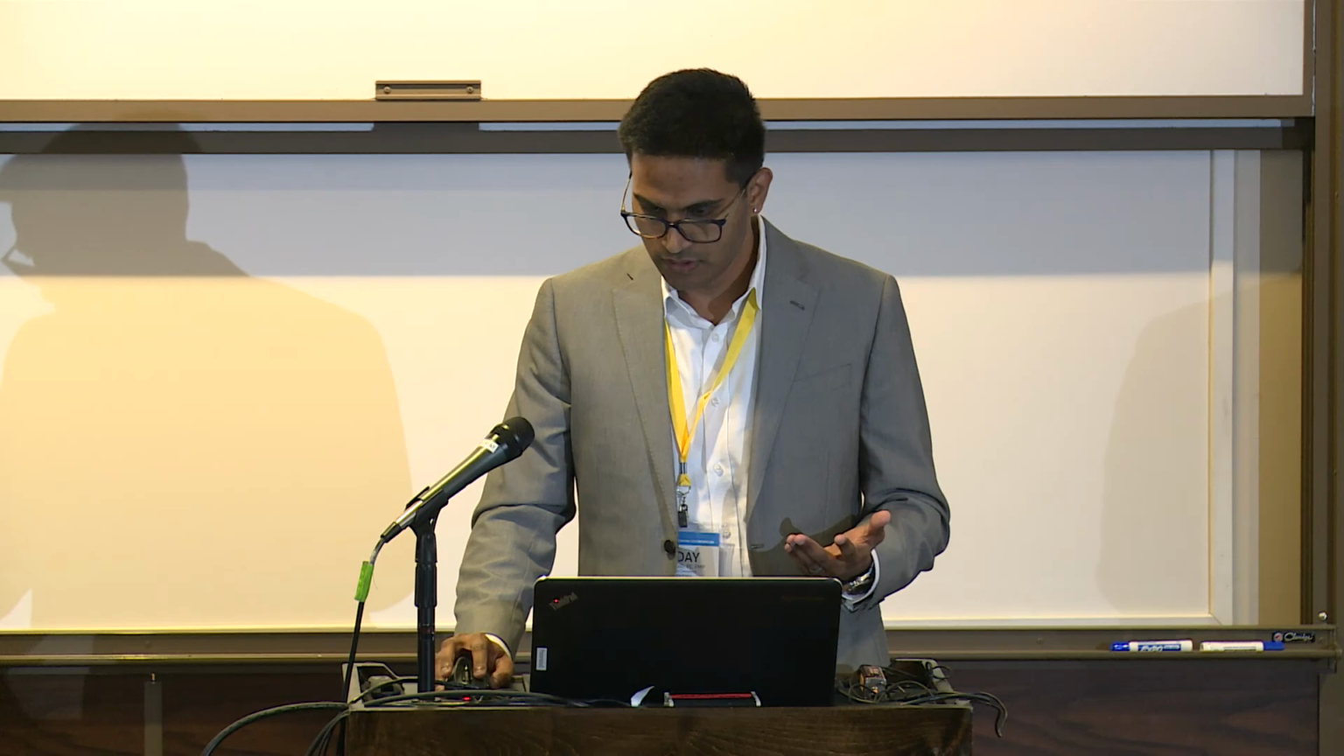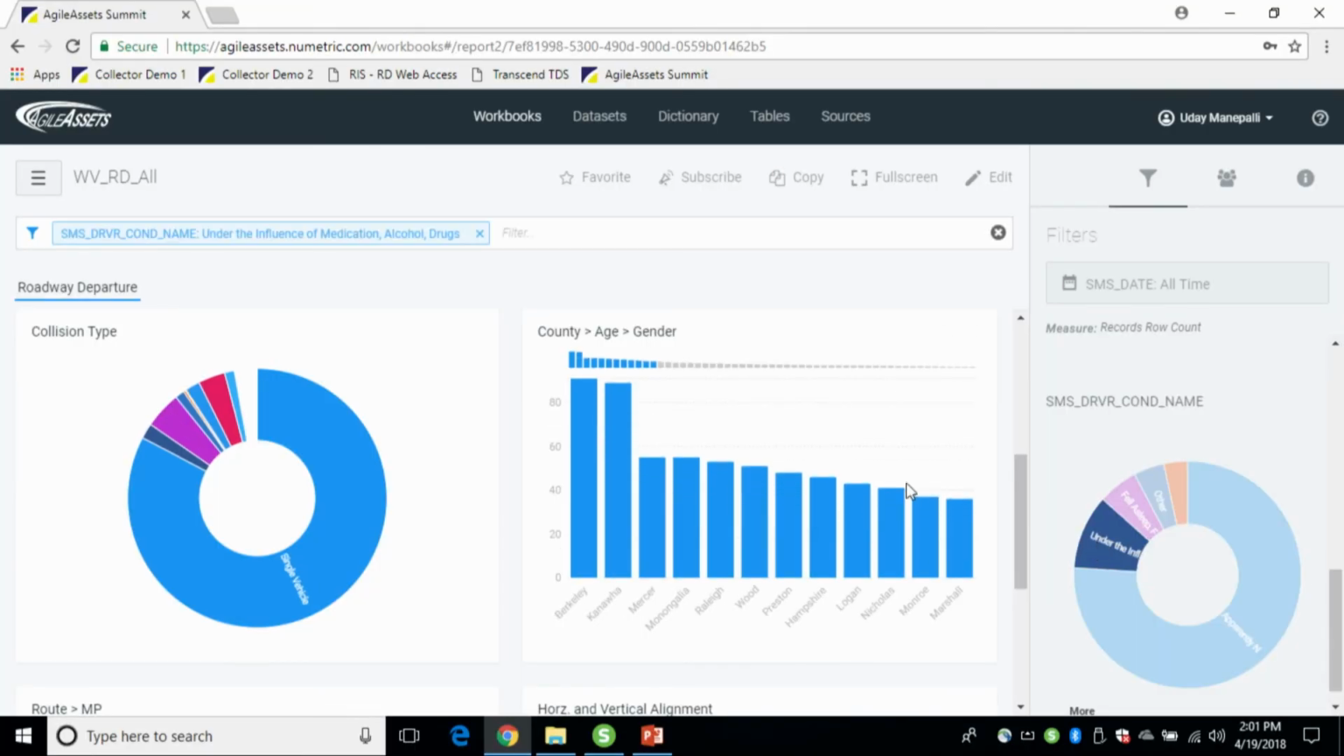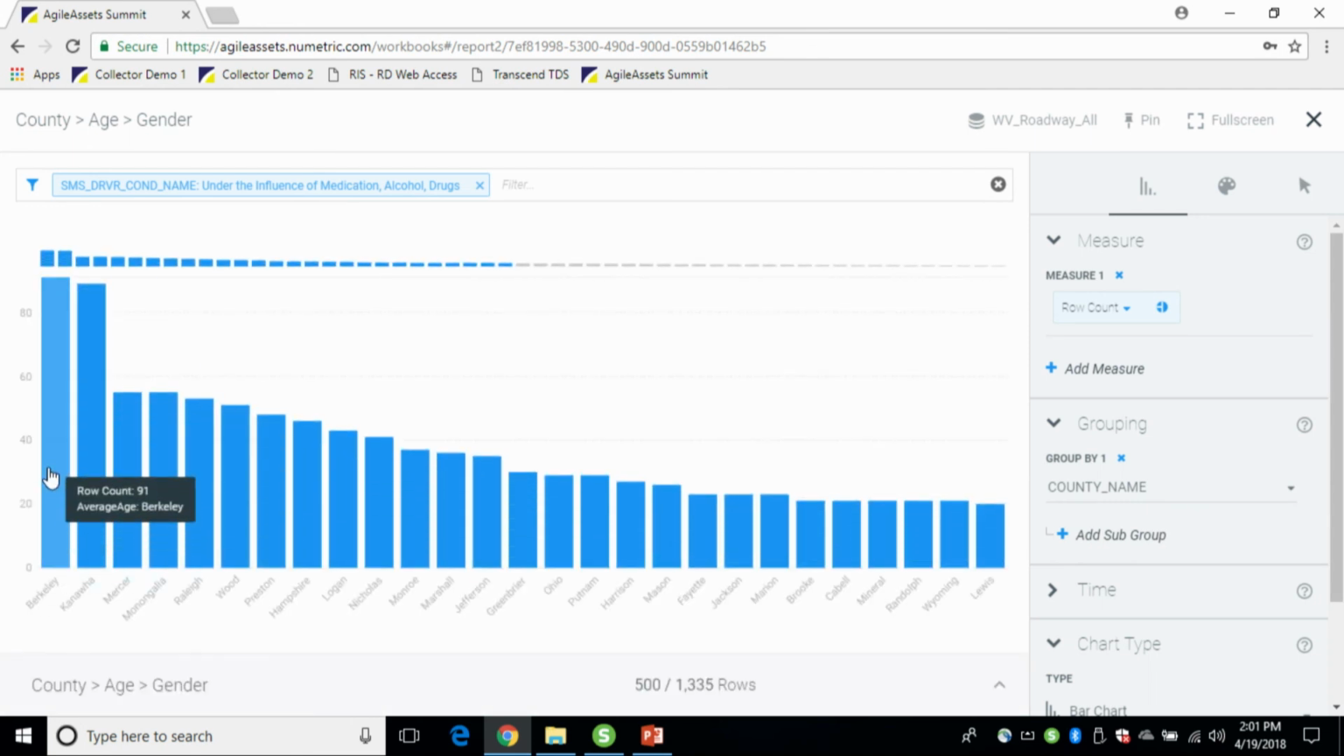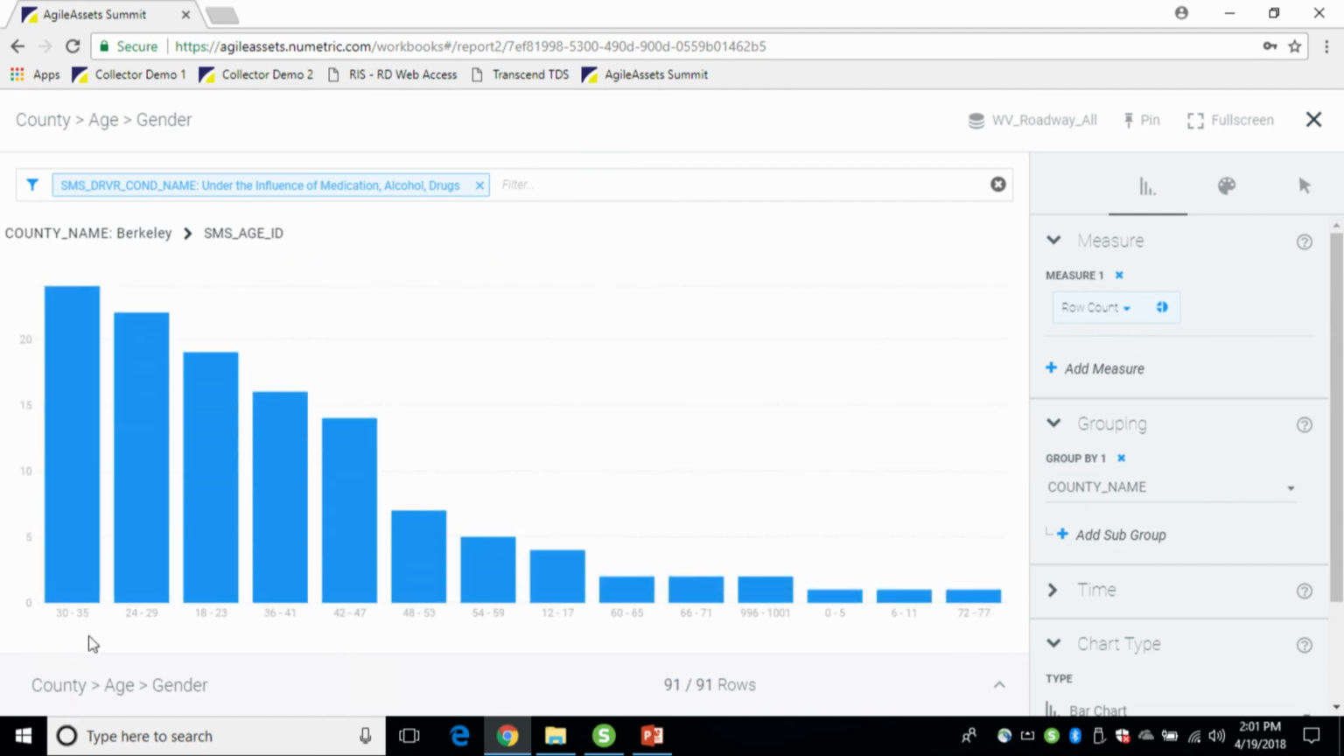So if I'm looking at something else, let's say alcohol, driving under the influence, and looking at the same county graph, you can see the county change. It is Berkeley County right now. So if I'm looking at Berkeley County, the age group is different, 30 to 35.